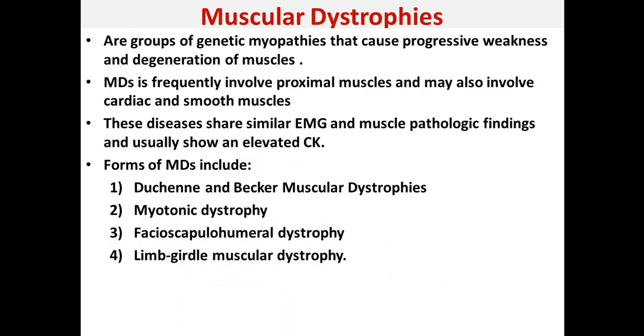So we'll talk now about muscular dystrophy. They are a group of genetic myopathies, and there is a progressive weakness due to degeneration of the muscle, and usually involve the proximal muscles, and it may involve the cardiac and the smooth muscle. They have similar EMG finding and similar pathological finding. There are different varieties of the muscular dystrophy. All of them have elevated creatinine kinase.